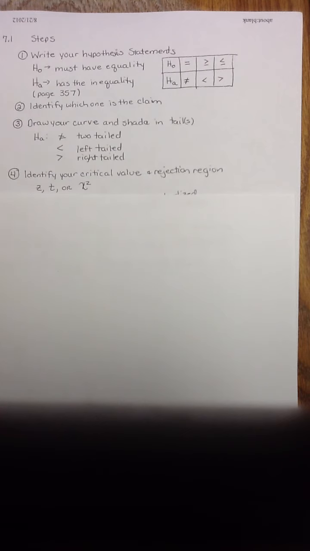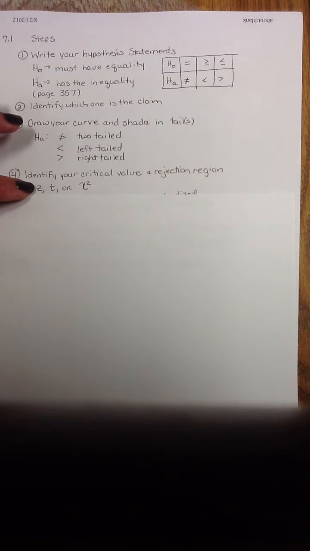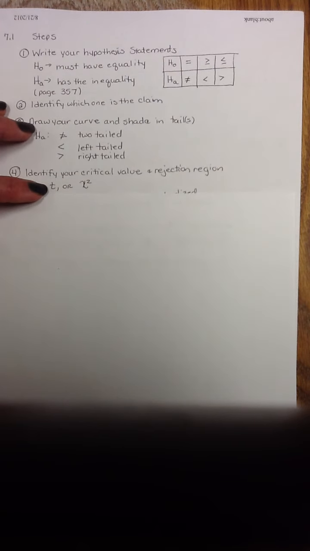Identify your critical value and rejection region. If you are looking for a Z for a critical value, if it's a mean and you have a large sample, or if it's a proportion, you'll be using Z. And you can either look that up on the normal chart or use your inverse norm function to find your Z-score. Your t-value, you'll have to be looking up on the chart, and the same with the chi-square.